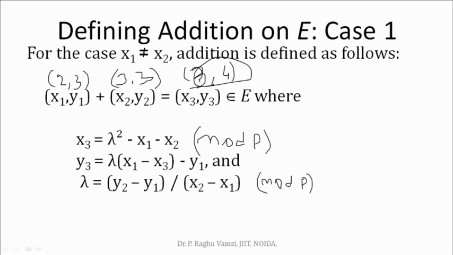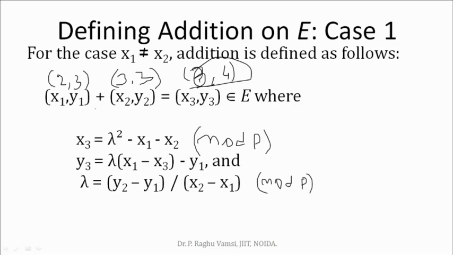Okay. If it is different, for example 3 comma 4, if you look at it, y2 minus y1: 4 minus 3 is 1, by x2 minus x1, 3 minus 2, 1. 1 modulo 11. So what will it become? 1 modulo 11 is 1. So the slope will become 1. So this 1 will be substituted here.